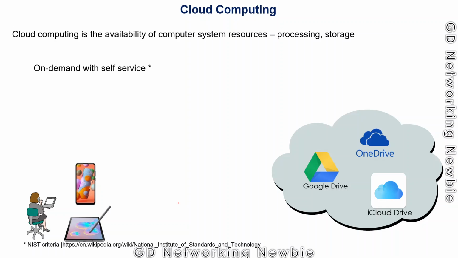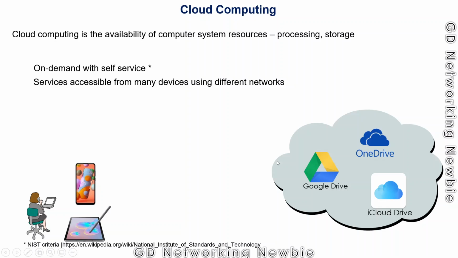Now these are all cloud services, but what kind of services can be categorized as cloud services? For that, the National Institute of Standards and Technology has provided some guidelines or criteria. I have put a link for that if you're interested; down there you can see a Wikipedia link where you can see further details. Now, cloud services have to satisfy certain criteria. If a service is a cloud service, then that service should be available on demand with self-service.